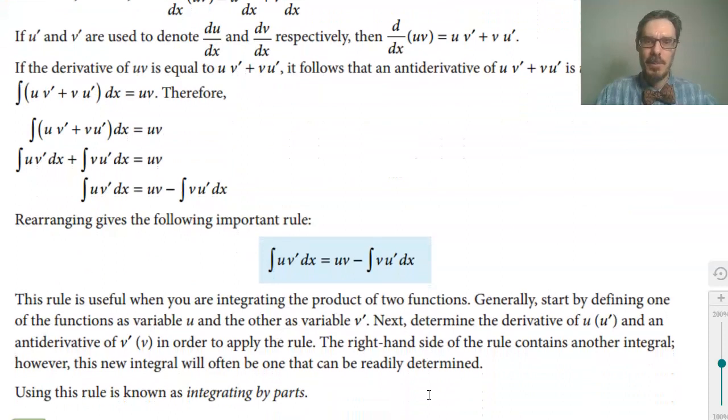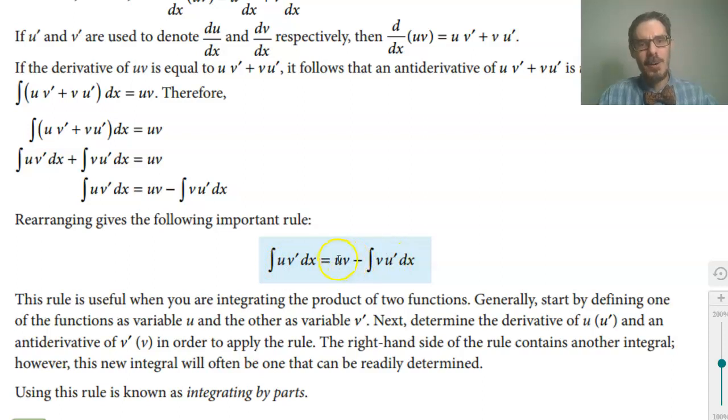Well, what you do is you look at the function you've got, that's a product, and you try to pick one of them that's easy to differentiate and the other one that's easy to integrate. Now that's important. Differentiation is easier than integration, so always try to pick the easiest one to integrate to be your v', because then you need to work out what v is to put in here and u' to put in here.